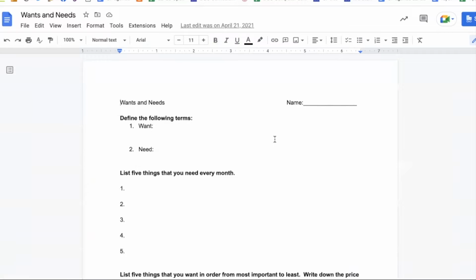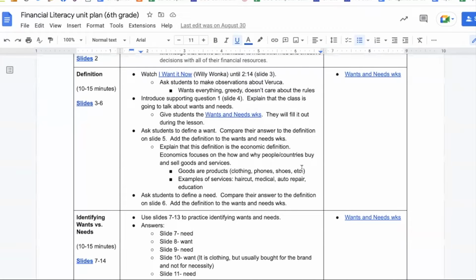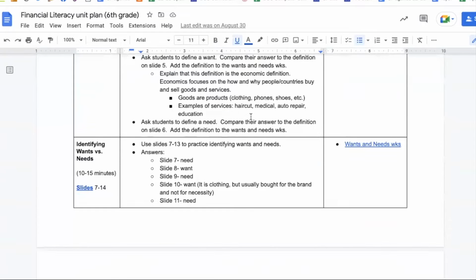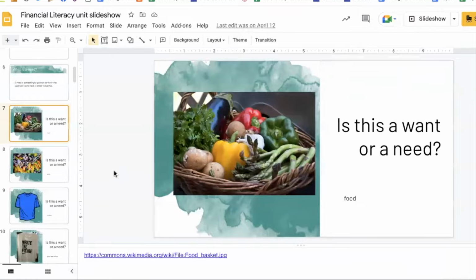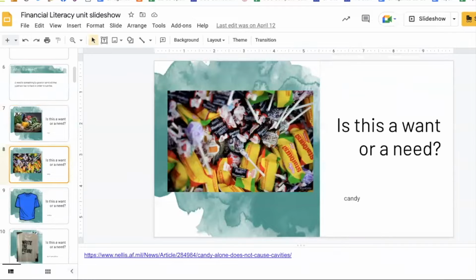The first thing we do is ask the students to define a want. Then there is a definition on slide 5 that we can use to support that. Again, we ask students to define a need, and there's a definition on slide 6 to use. Then we're going to practice identifying wants versus needs. On slide 7, is this a want or a need for food? This is obviously a need. The candy is a want.